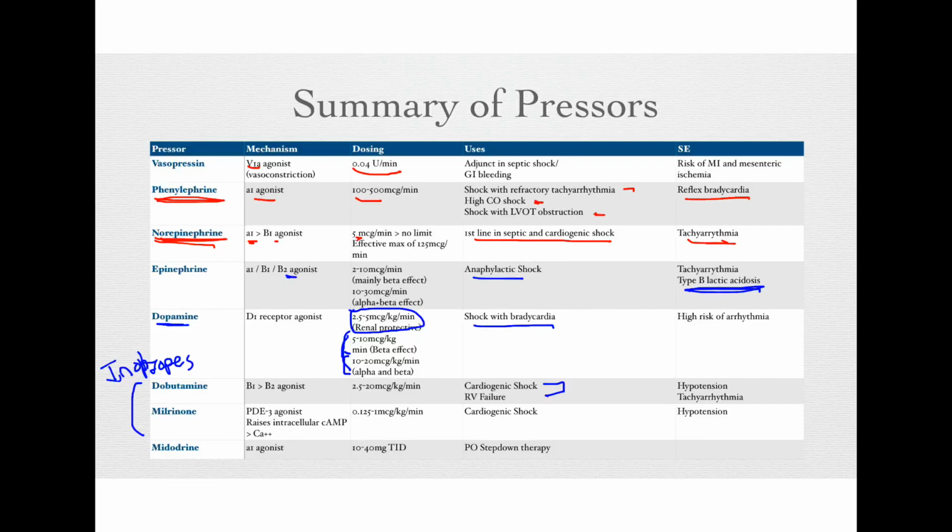Milrinone is a phosphodiesterase 3 inhibitor. It acts by increasing cyclic AMP levels and in turn increasing calcium levels in the heart, which increases contractility. And again, this is an adjunct agent used in cardiogenic shock.